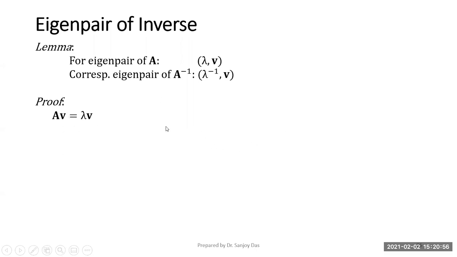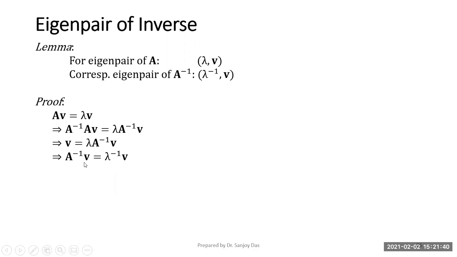AV equals lambda V. This is the proof. Pre-multiplying both sides with A inverse, we have A inverse AV equals lambda A inverse V. What's the left-hand side? V, right? A inverse A is the identity matrix. So V equals lambda A inverse V. Rearranging this equation and dividing both sides by lambda, I am assuming that lambda is not equal to 0, A inverse V is equal to lambda inverse, which is 1 over lambda, times V.